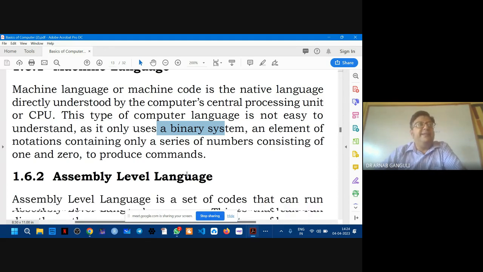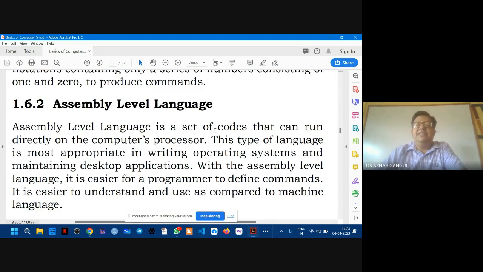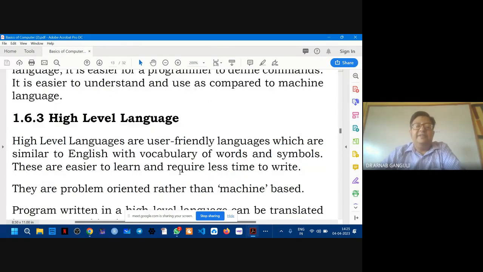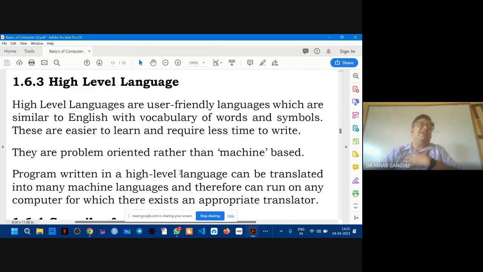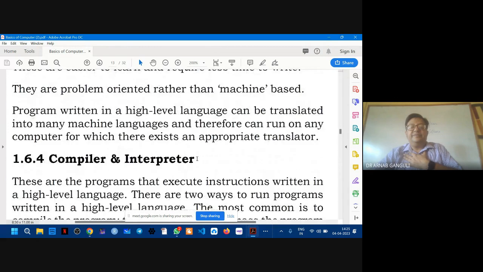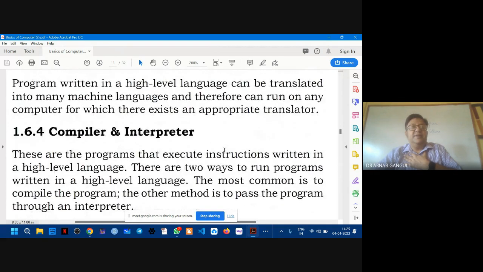So you have an assembly level language. This is a set of codes that run directly on the computer's processor. This is used in writing operating systems and maintaining desktop applications. Who am I? This is assembly level. Okay, DIR, assembly level. Command prompt. And high level languages, for us, we consider ourselves high level. Fortran, C, all these are high level languages.